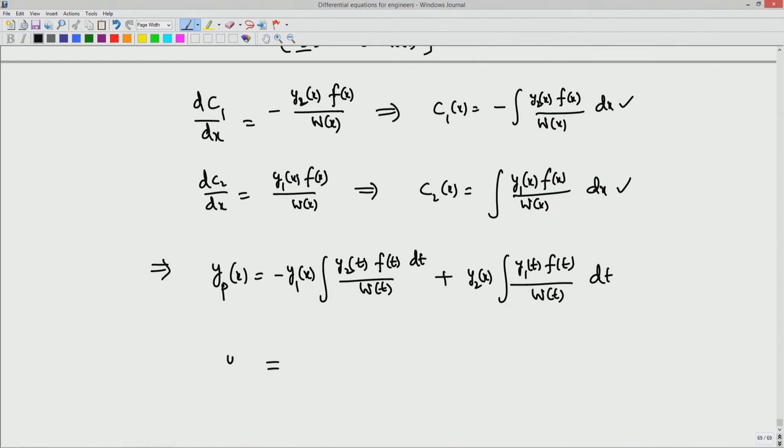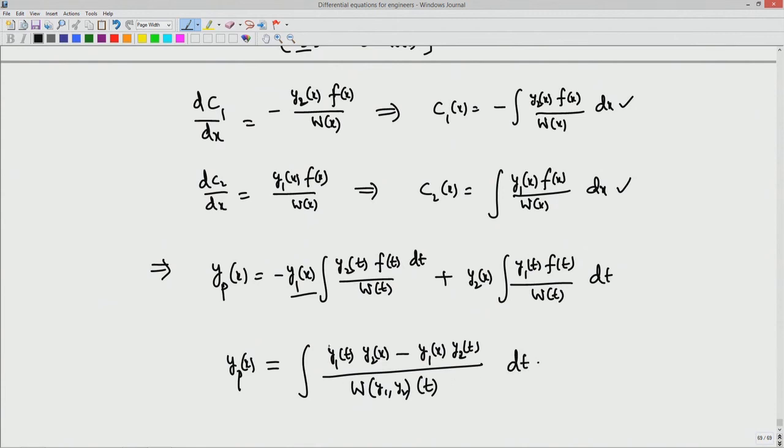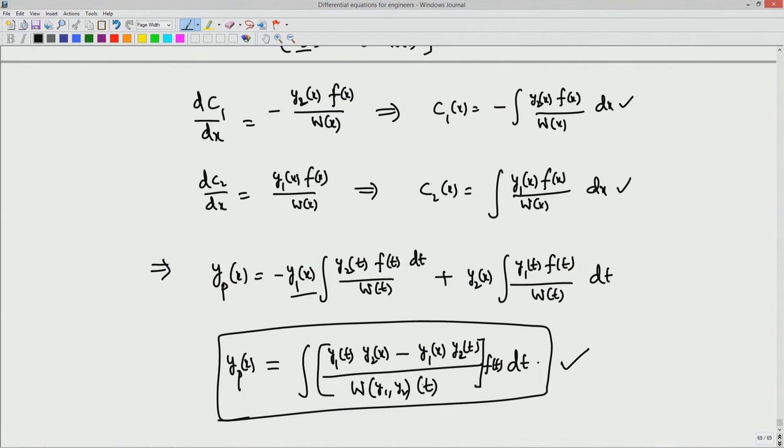So you can actually have the form of your particular solution as the integral of y1 of t y2 of x minus y1 of x y2 of t, because I can take this inside. This is only a function of x, and the integral is with respect to t. This is divided by the Wronskian of y1, y2 at t, with dt, into f of t. I missed f of t on both sides. So this is your particular solution. If you know y1 and y2, I can calculate this, and given the non-homogeneous term f, I can calculate this integral to find the particular solution yp.